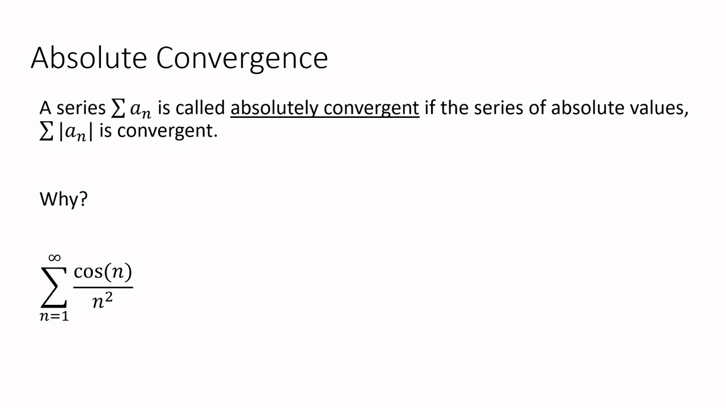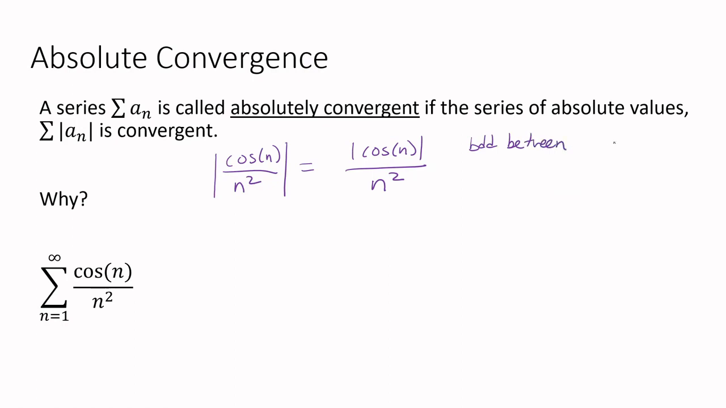We use this absolutely convergent idea, and what we do is we say, okay, I'm going to look at the absolute value of this over n squared. All right, well, that's just the absolute value of cosine n over n squared. Okay, and here's the idea behind this. So the absolute value of cosine n is always bounded. So this is bounded between 0 and 1. So this is going to be a useful thing for us. Okay, and so now we've got this sequence in here, this sequence right here, that is always positive, right?